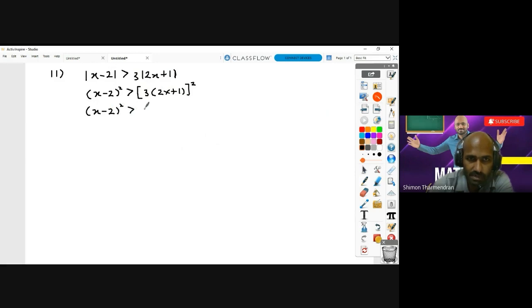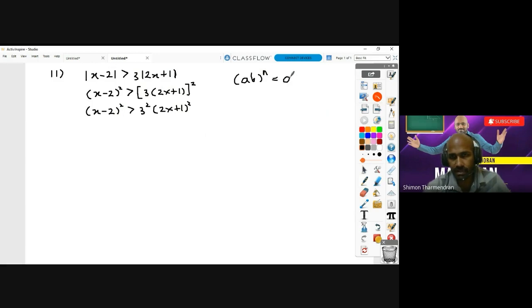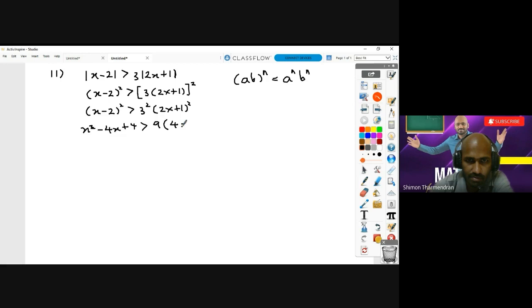Now this is an important step because the common mistake is students forget to square the 3. When you open the bracket here, this becomes 3 to the power 2, (2x plus 1) to the power 2, like that. Why? Because of the index law, (ab) to the power of n, when you open the bracket, becomes a^n b^n. So we have over here x squared minus 4x plus 4. It's going to be greater than 9. And expanding the bracket here, we've got 4x squared plus 4x plus 1.